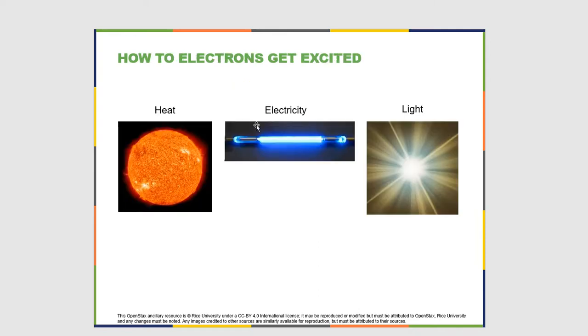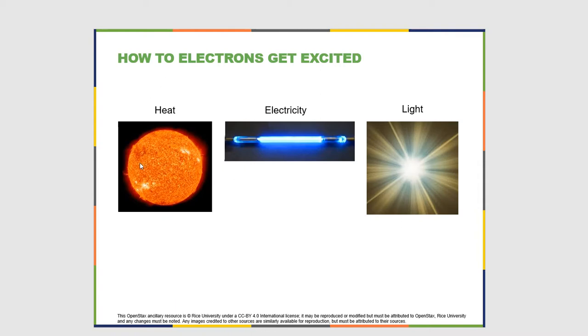So let's look at how we might excite electrons. In hydrogen, the electron naturally wants to be in n equals 1, as close to the nucleus as possible. And then later on in this chapter, we're going to talk about this quite a lot. But we could get that electron to go to a higher energy level by adding energy.